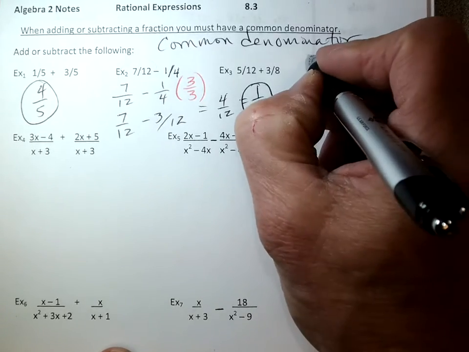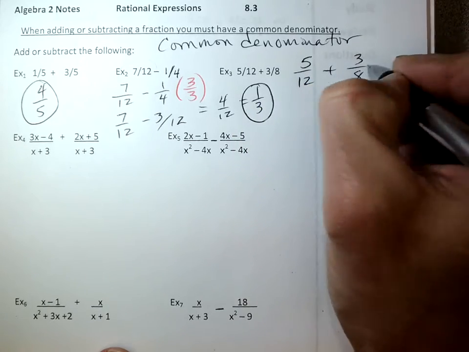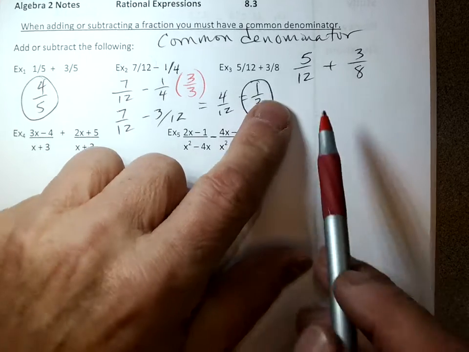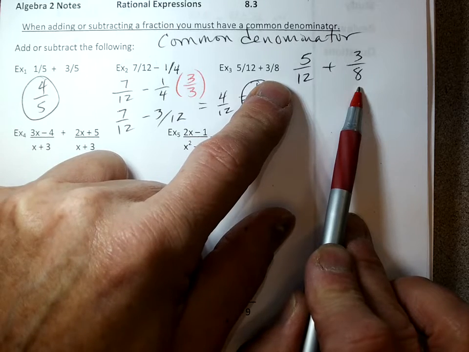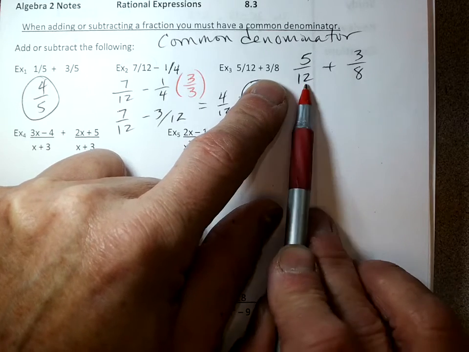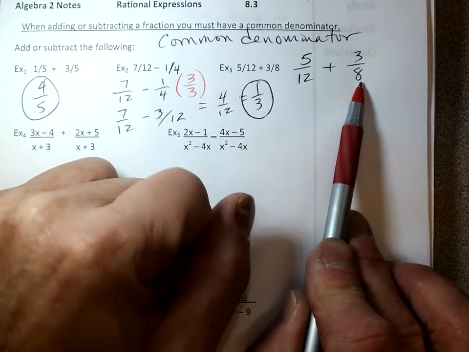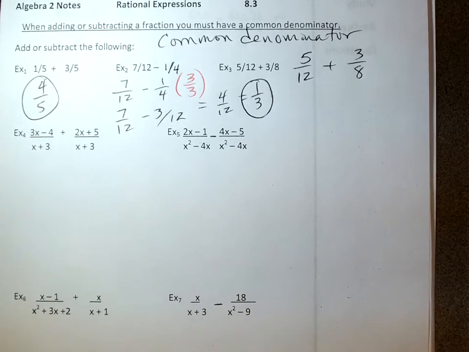So if I have my 5/12 plus my 3/8, I need to make a common denominator, okay? So one way that always works, which isn't always the best method, is you could multiply this by 8 and this by 12. It will make the same number, 108, sorry. It will make the same number, but that won't help you at all, okay? You can do it, but why not use something a little bit smaller?